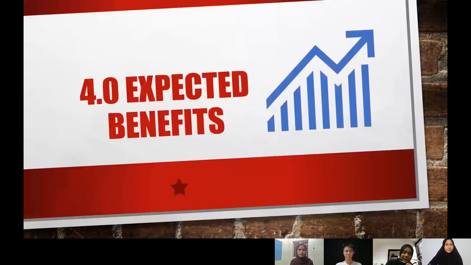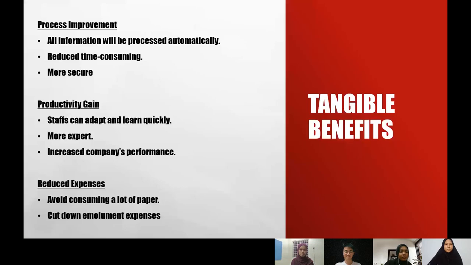So the next part is about expected benefits. The expected benefits consist of tangible benefits and intangible benefits. So for the benefits, firstly, process improvement. By using this new system, all data information will be processed automatically, and it can also reduce the time consumed in processing the information. This system is also more secure and can protect all information from irresponsible parties.